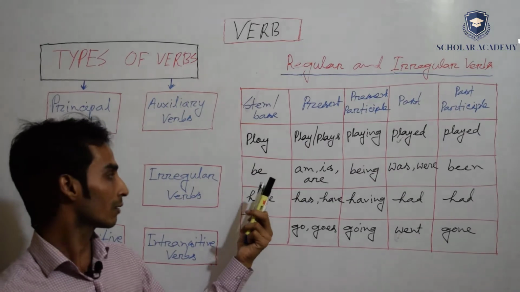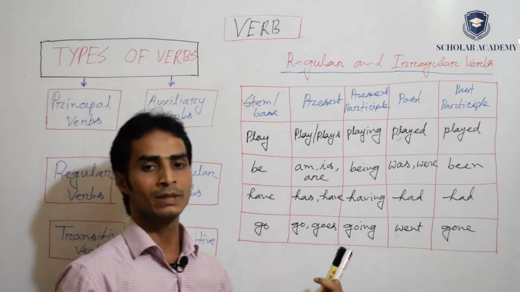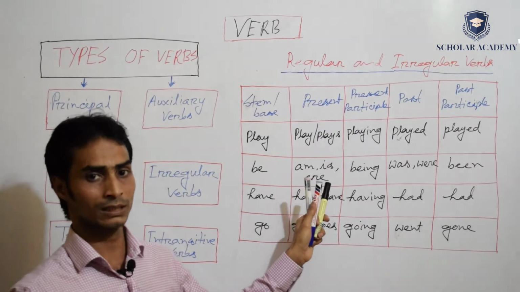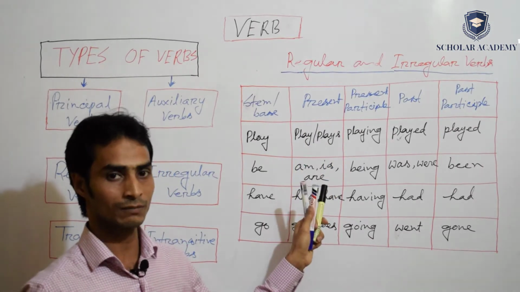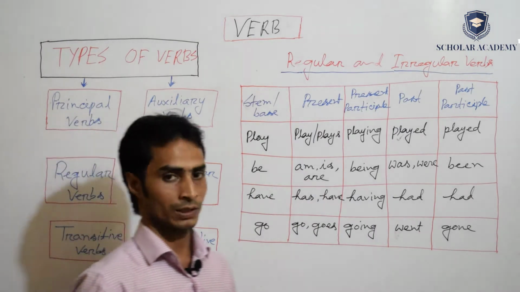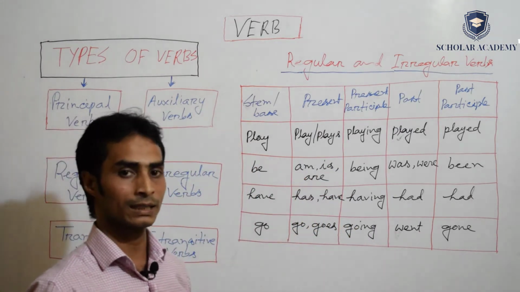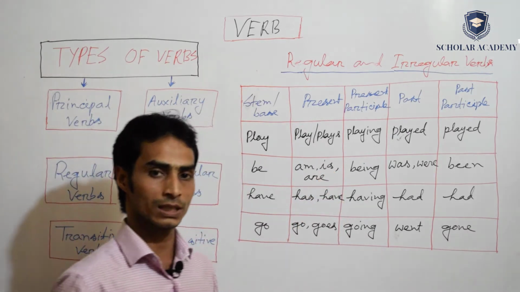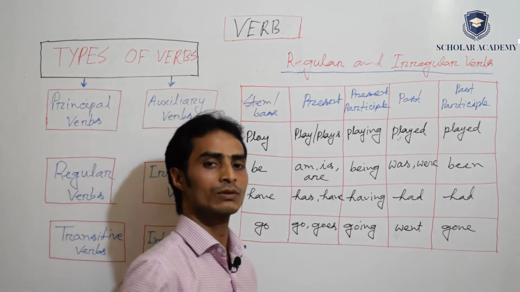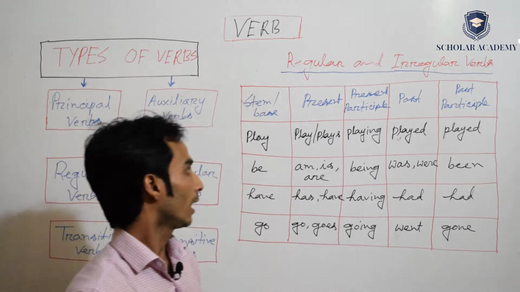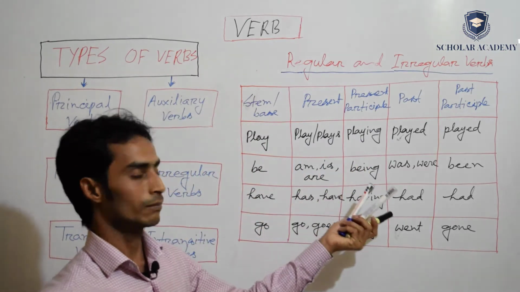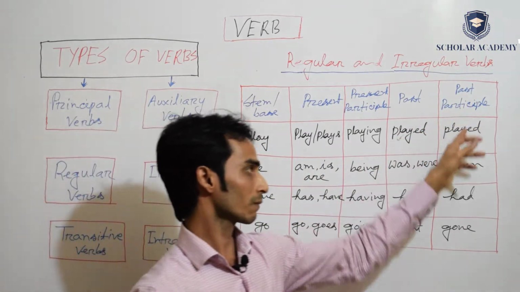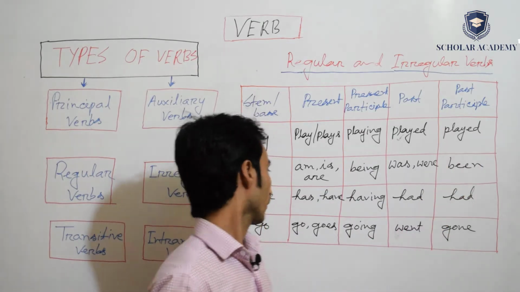Next verb is be. Present form of be is am, is, are. There are three present forms of be, because if the subject is I, we will have to use am, and if the subject is third person singular, we will have to use is, and in other cases we will have to use are. And ing form of be is being. The past form of be is was. Past participle form of be is been.